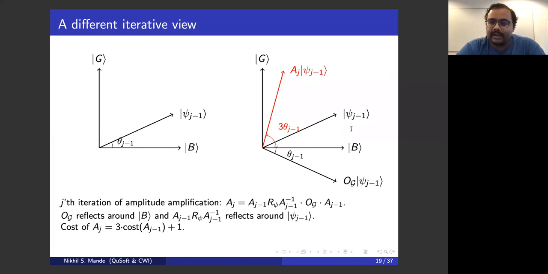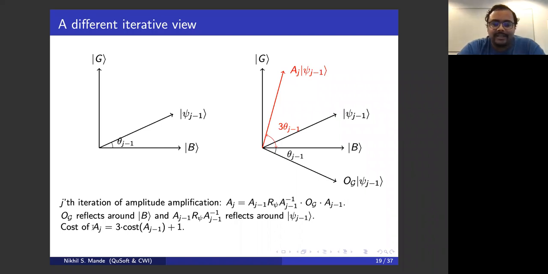Let me write this down here. So first, your initial state ket psi, you apply A j minus 1 to it. It maps psi to psi j minus 1. Then reflect around ket B. That's this step here. And it turns out that this sequence of unitaries just performs a reflection around ket psi j minus 1. So your angle triples basically here rather than an additive 2 theta each time. And I'm not cheating. The cost also blows up.